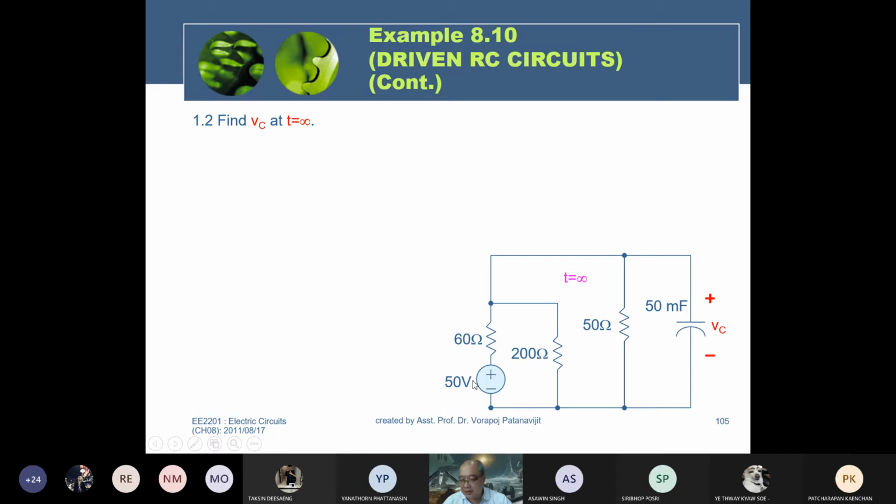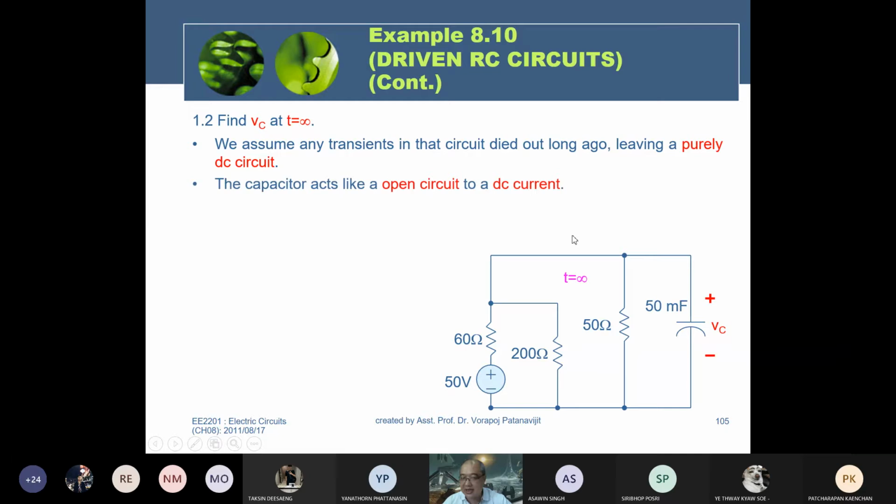Now the 50 ohm source is charging the capacitor. For time less than 0, we used the 120 volt source charging this capacitor. For time infinity, or time greater than 0, the 50 volt source will be charging this capacitor instead. If the capacitor is fully charged, it performs like an open circuit again. We assume any transient in the circuit died out long ago, leaving a purely DC circuit, and the capacitor acts like an open circuit to the DC current.